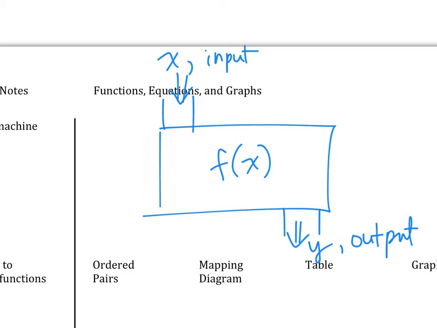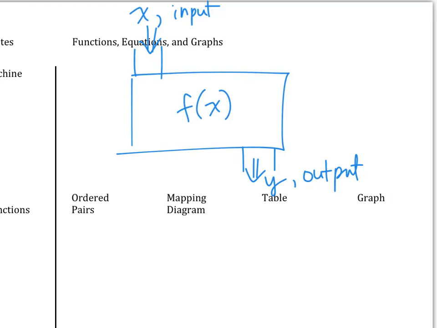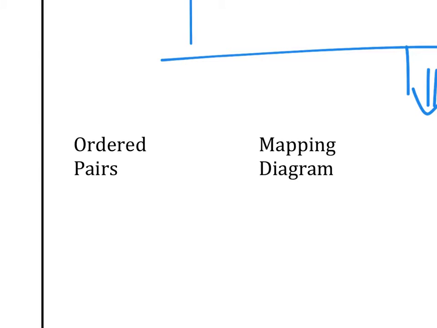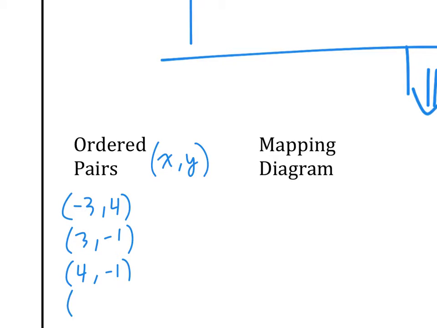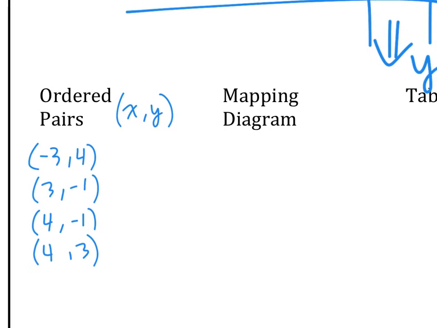There are many different ways to represent your input and output. In particular, there are 4 ways. So for example, ordered pairs. We can represent our functions using ordered pairs. An ordered pair means x and y. So for example, (-3, 4), (3, -1), (4, -1), and (4, 3). They're all ordered pairs. So they represent, like, if I put -3 in, I get 4 out. I put 3 in, I get -1 out. And so on. Okay, that's one way to represent it.